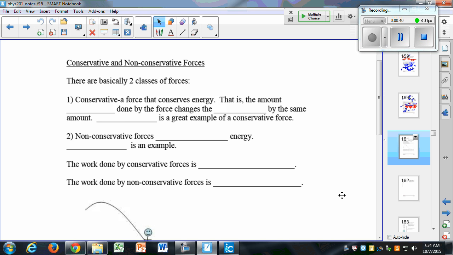On the other hand, non-conservative forces, they don't conserve energy. They are path dependent. So it does matter the path that they take. Friction is a good example of a non-conservative force, and also illustrates this idea of path dependency.